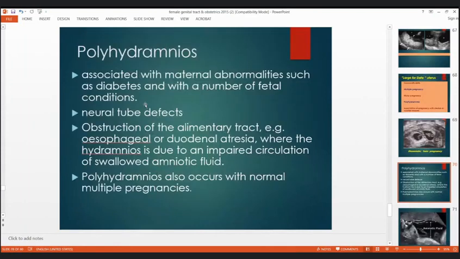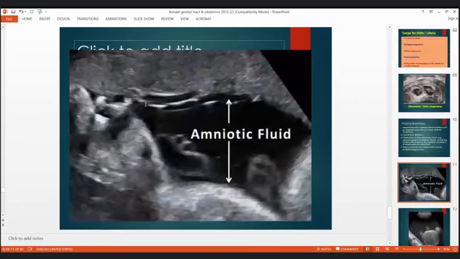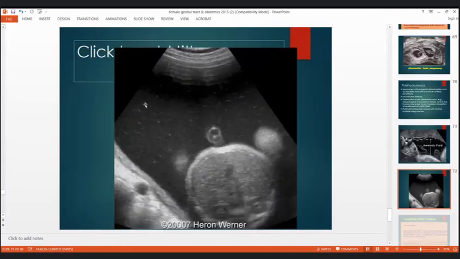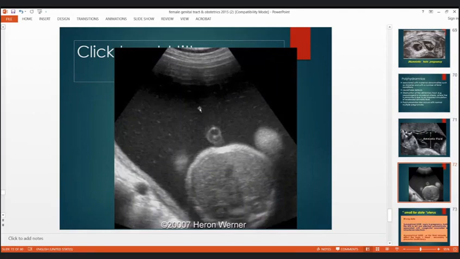Polyhydramnios is associated with maternal abnormalities such as diabetes, and with a number of fetal conditions such as neural tube defects and obstruction of the alimentary tract of the fetus, such as esophageal or duodenal atresias. And polyhydramnios can also occur normally in multiple pregnancies. We evaluate polyhydramnios by measurement of the amniotic fluid index, and if we see an increased amount of amniotic fluid, we measure it, and we can diagnose polyhydramnios easily by ultrasound.